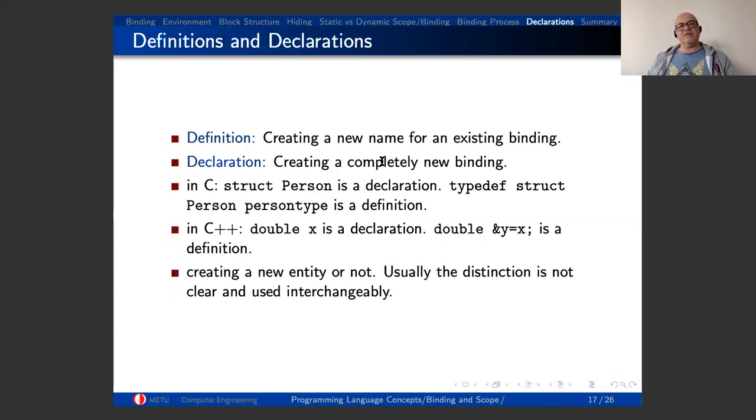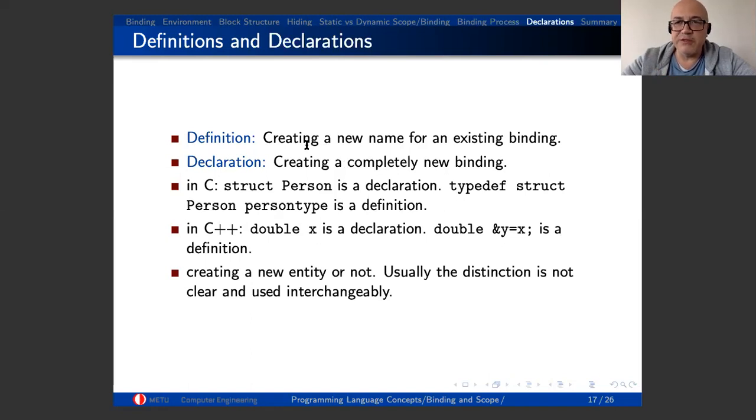By the way, this is something controversial, the difference between definition and declaration. First controversial point is whether it exists, so is there a difference between them? Usually we use them interchangeably without any difference. But if you force me to make a difference, it can be done this way. The definition will create a new name for an existing binding. On the other hand, a declaration will create a completely new thing. So if you remember our discussion between structural type checking versus name equivalence.